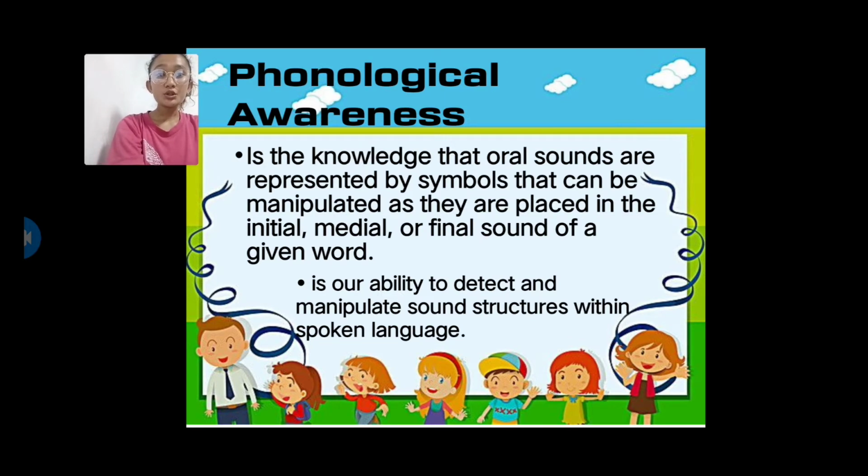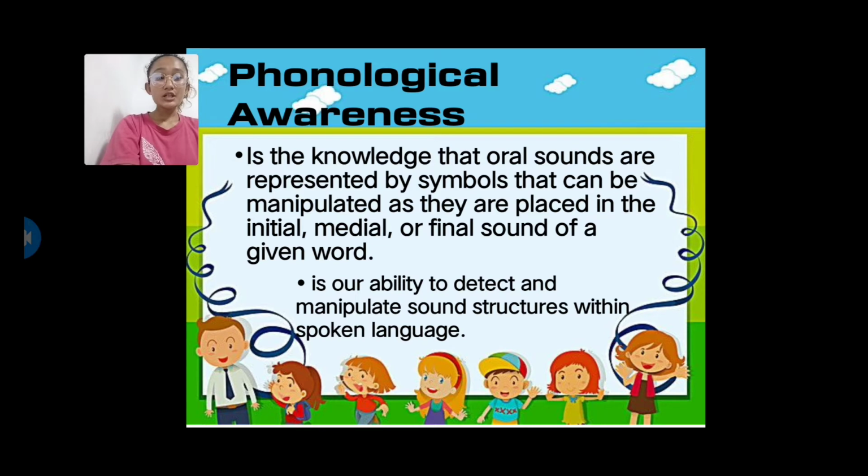Phonological awareness is the knowledge that oral sounds are represented by symbols that can be manipulated as they are placed in the initial, medial, or final sound of a given word. It is our ability to detect and manipulate sound structures within spoken language. So, from the word cat, the initial sound is C, the sound of K, the medial is A, and the final sound is T. Then, the three sounds can form the word cat.